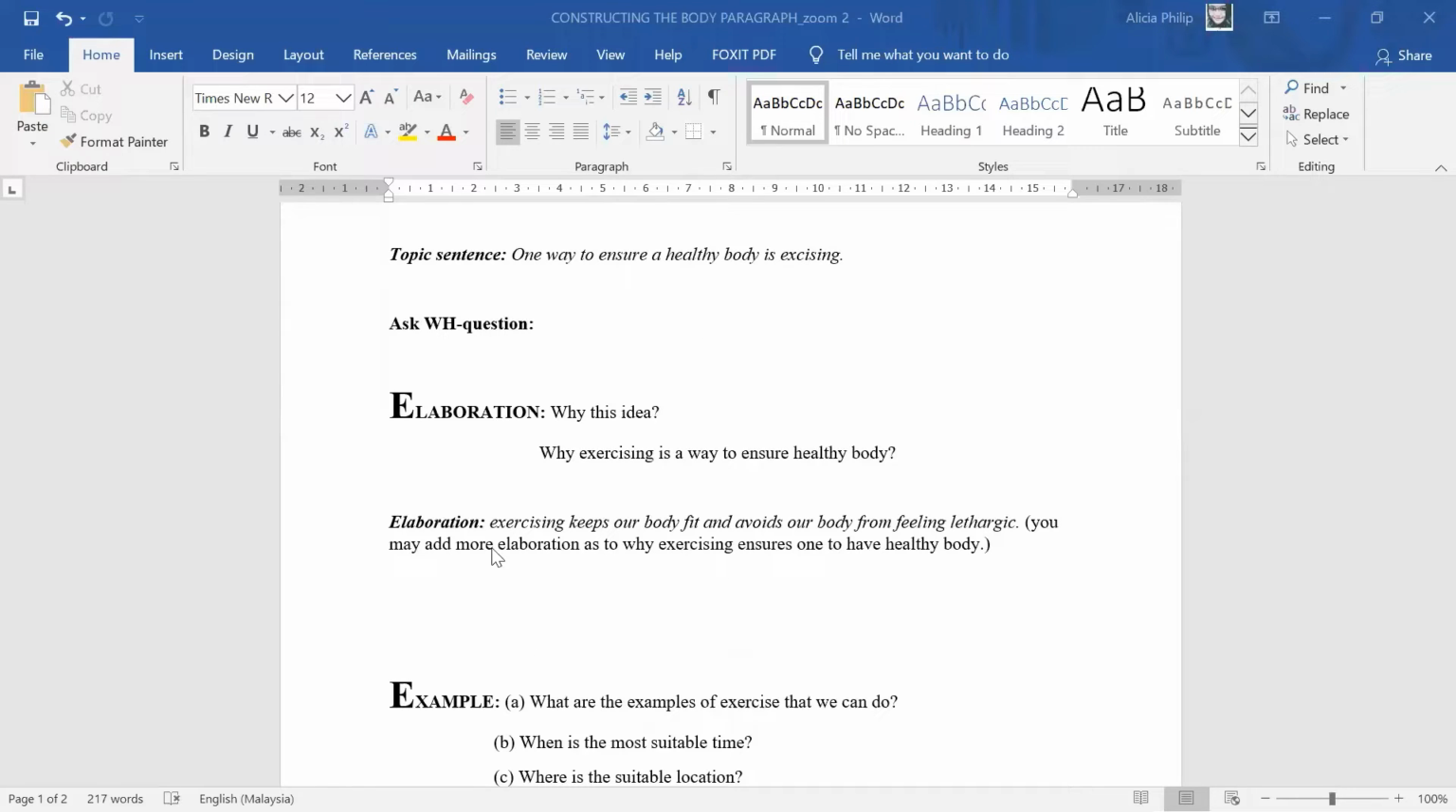Here I've given you the elaboration: exercising keeps our body fit and avoids our body from feeling lethargic. So you're explaining why you mentioned exercising as a way to ensure a healthy body. In this elaboration, you don't need to say just one sentence. You can elaborate more, add more elaboration. So what can we add on to this?